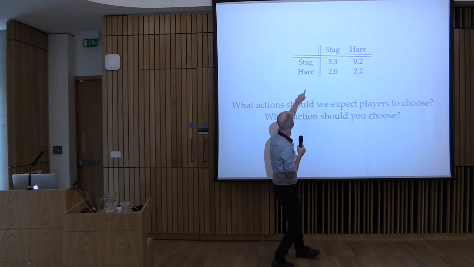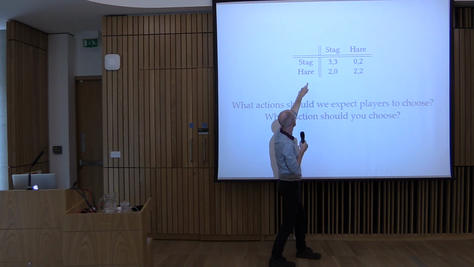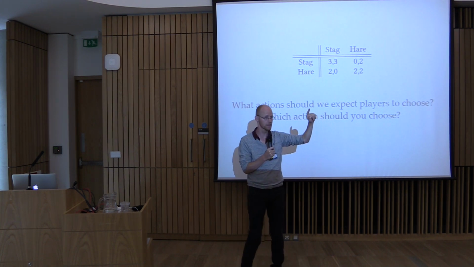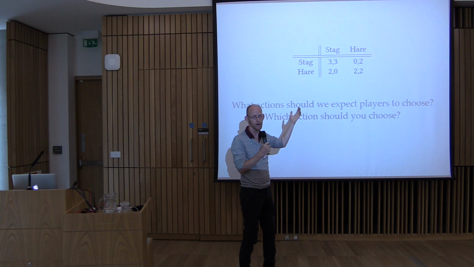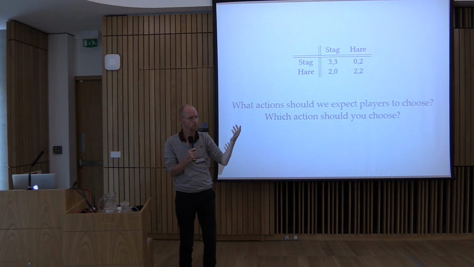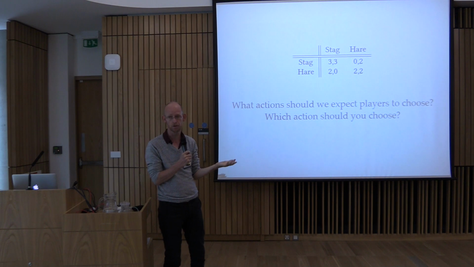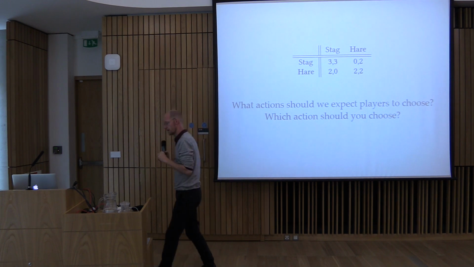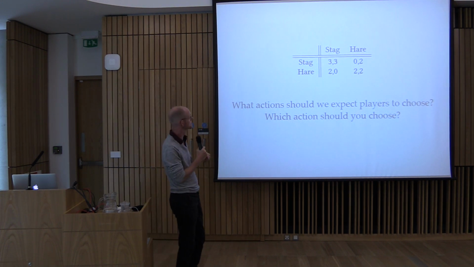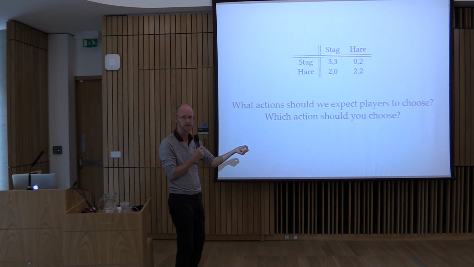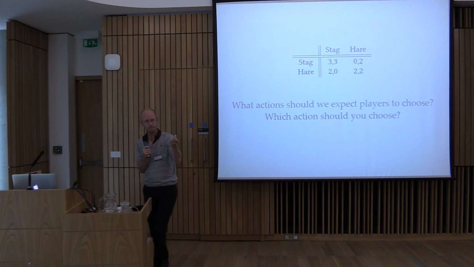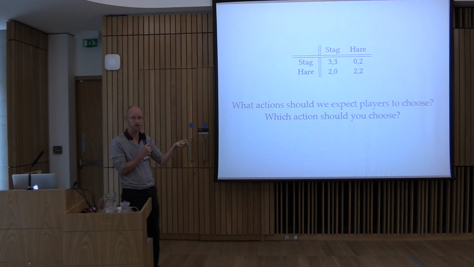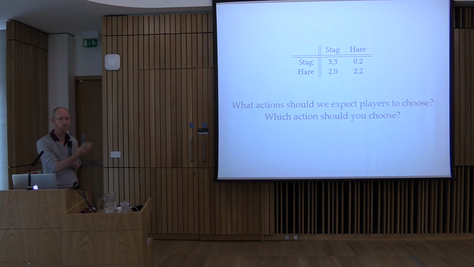So if you hunt for stags, but the other hunts for hare, you get nothing. But if you hunt for hare, you always get 1. You can do it by yourself. You don't have to cooperate. So what do we expect players to do? Look first at whether one action is dominated by another, as we did previously for the prisoner's dilemma. Is there one action that's always better than another, irrespective of what the other does? No, there isn't. So we cannot solve the problem in the same way as previously.